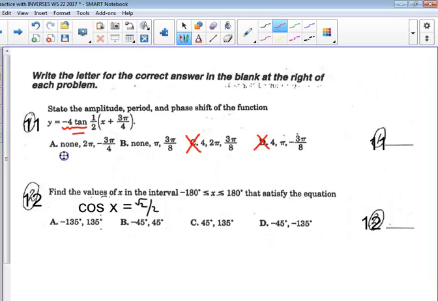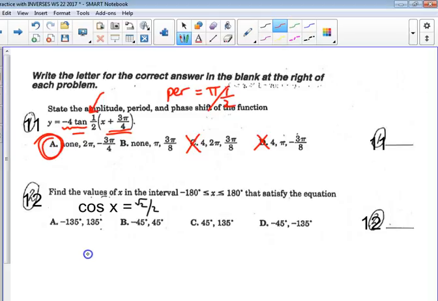So we're down to these 2 choices. What is the period of a tangent graph? Pi divided by 1/2. Yeah, you could have looked at the shift. So the period would be 2 pi, and then this is to the left 3 pi over 4. So A is looking good. Process of elimination, yes.